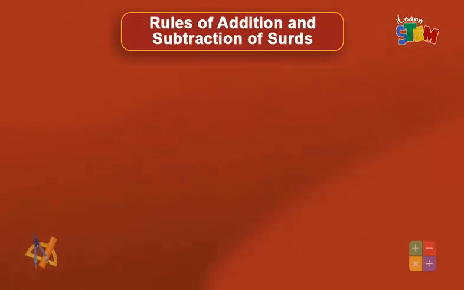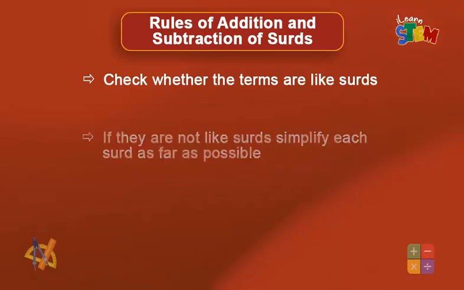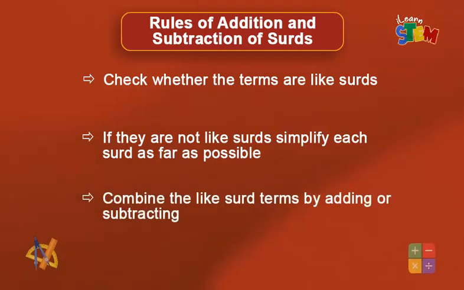Now, in order to add and subtract surds, we should take note of the following steps. 1. Check whether the terms are like surds. 2. If they are not like surds, simplify each surd as far as possible. 3. Combine the like surd terms by adding or subtracting.